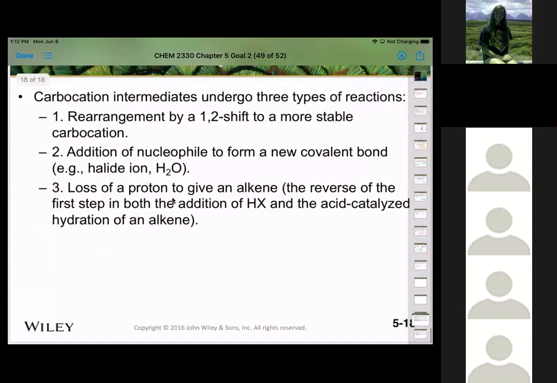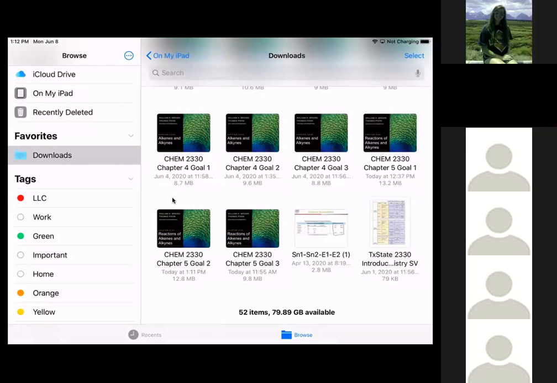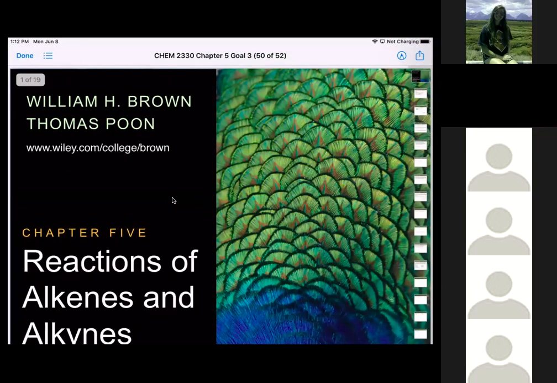Okay, so that's goal number 2, chapter 5. And any questions on that? I can move on to goal 3 of chapter 5.